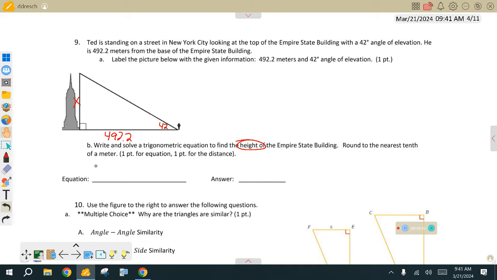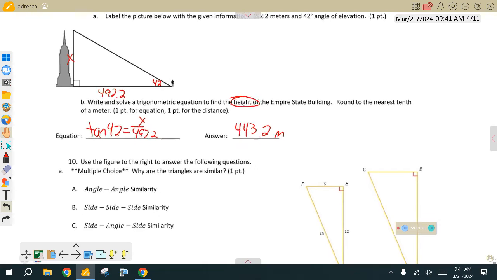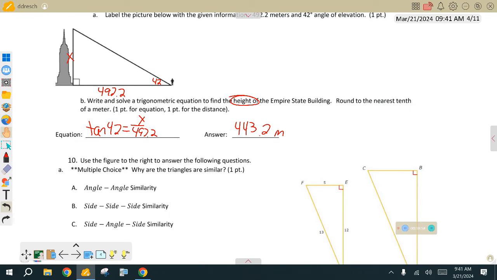Okay, tangent of 42 equals x over 492.2. Multiplication is what it is. 443 point something, 2 meters. Okay? So, one more time, that was pretty good. A handful of you did a couple silly things. Angle of elevation should be here, and the x should definitely be the height of the building.